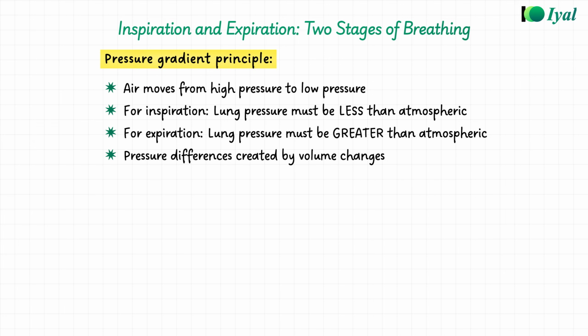Now understand this basic principle. Air moves from higher pressure to lower pressure. Always think about it. When you open a balloon and let air out, the air rushes out because pressure inside balloon is higher than outside. Same principle here. For inspiration to happen, the pressure inside lungs must become less than the atmospheric pressure. Then air rushes in from outside. For expiration to happen, the pressure inside lungs must become greater than atmospheric pressure. Then air rushes out. So how do we create these pressure differences? By changing volume. More volume means less pressure. Less volume means more pressure.